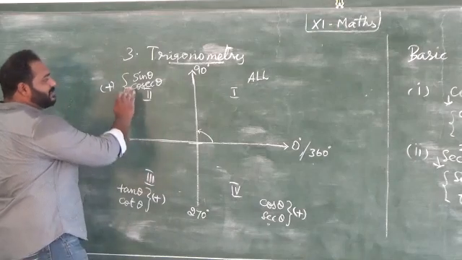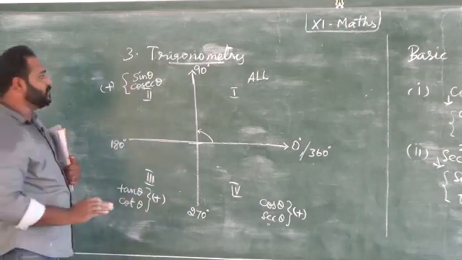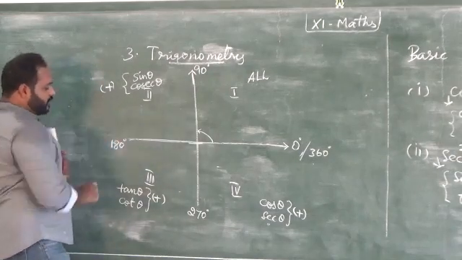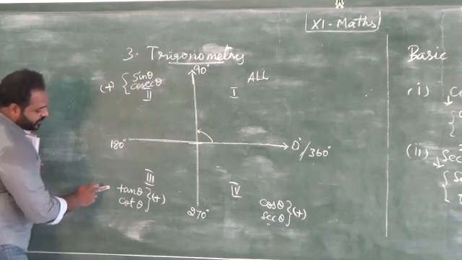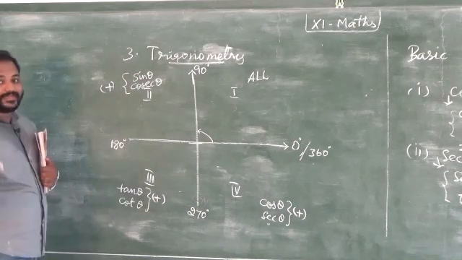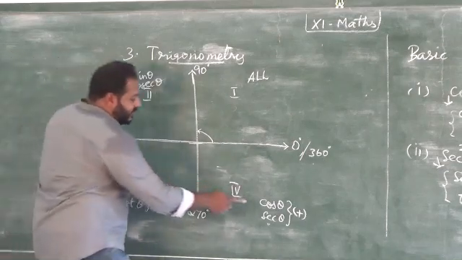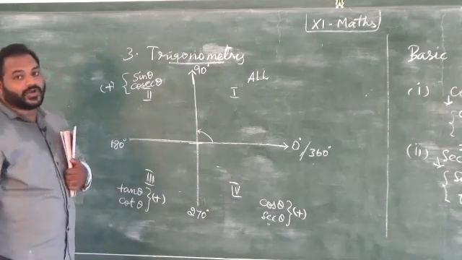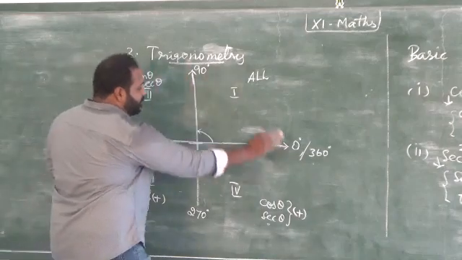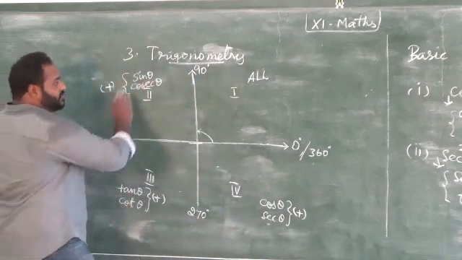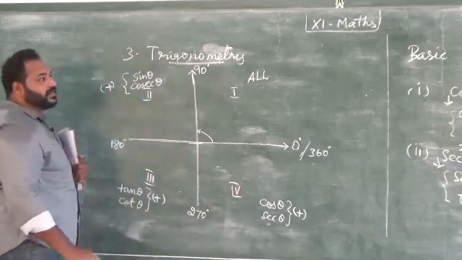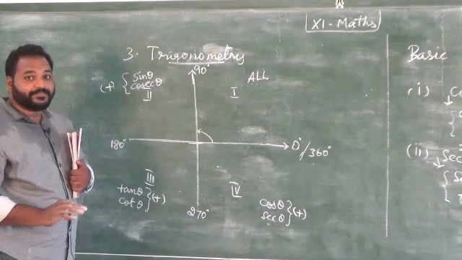In the second quadrant, sine and cosecant alone are positive, then cos, secant, tan, cot, the other 4, are negative. Similarly in the third quadrant, tan theta and cot theta, only these 2 ratios will be positive, other 4 ratios will be negative. And in the fourth quadrant, cos and secant alone are positive, other 4 will be negative. This is very important basic knowledge. If you do not know this basic, you can't study any problem in this chapter.